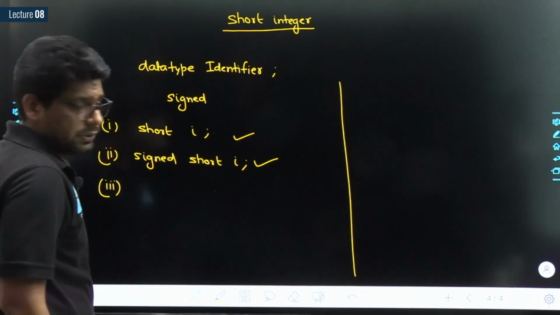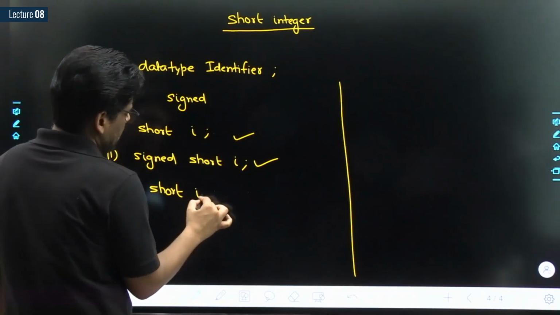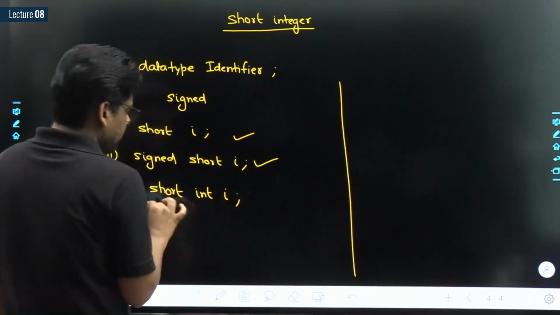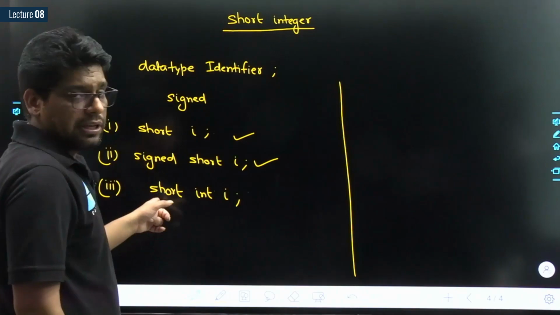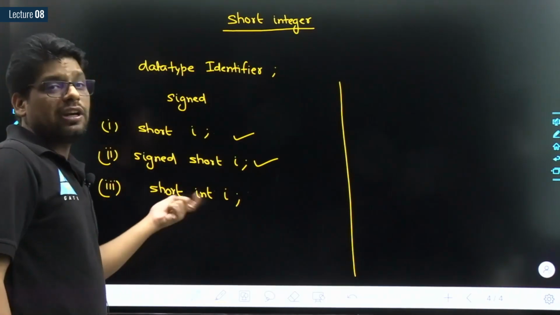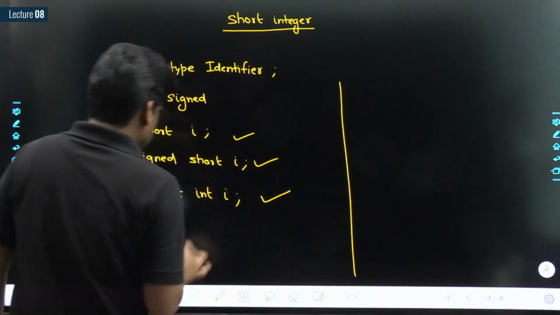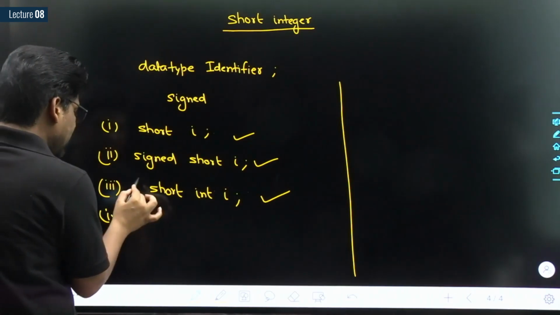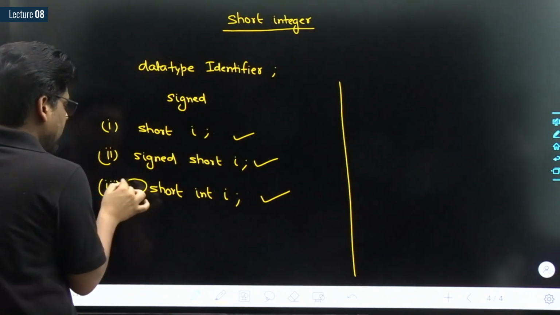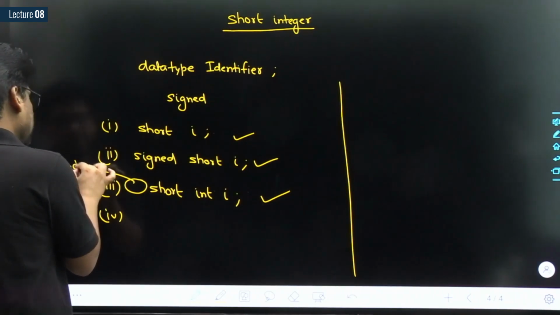Sir, can we write something like this? Short int? Of course you can write. Here you are specifying that short is of type integer data type. It does not mean it is using both short as well as int. No, of course not. So this is perfectly okay. But as we didn't mention whether it is signed or unsigned, by default it is signed. That means it is okay.